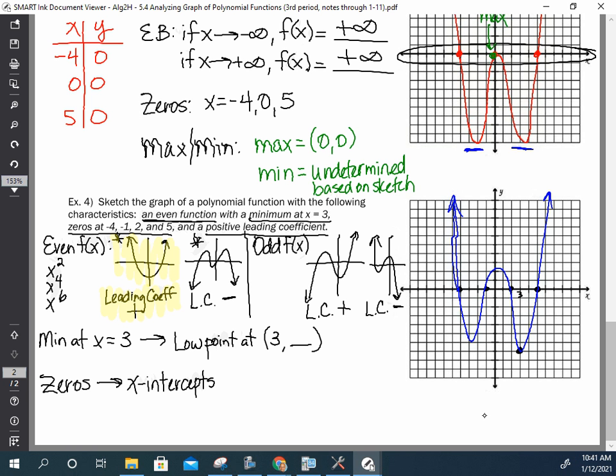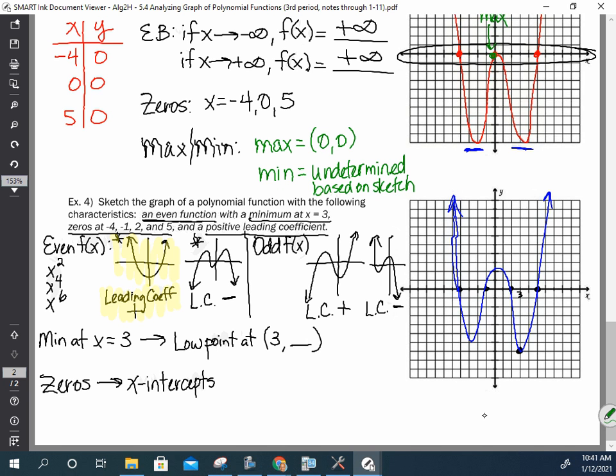So let me try to answer some of the questions that I think might be out there, and then you all can have at it with questions. So how do I know that my sketch is right? You know that your sketch is right if you satisfy all the criteria. So as long as all of the characteristics are satisfied, then your sketch is correct.